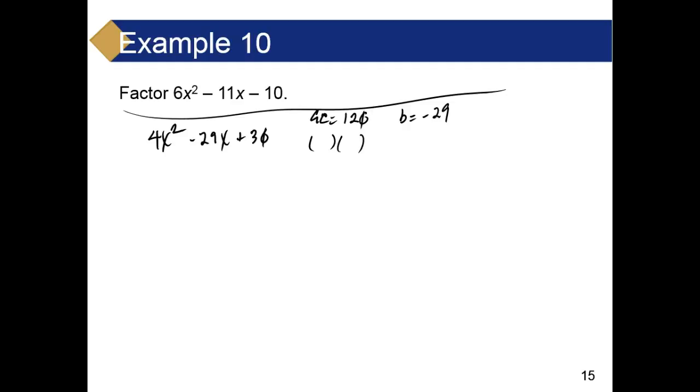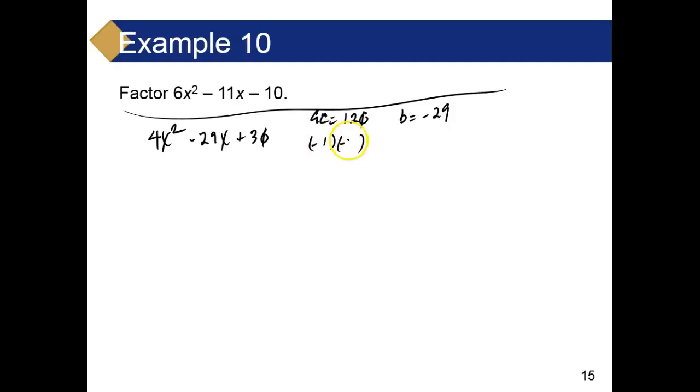If they multiply to be 120, they've got to have the same sign. But if they add to be negative 29, that means they have to both be negative. Minus and minus. So go on and write that down to begin with, okay? Minus, minus. Now, again, let's start with the smallest, okay? What's the smallest number that'll go into 120?